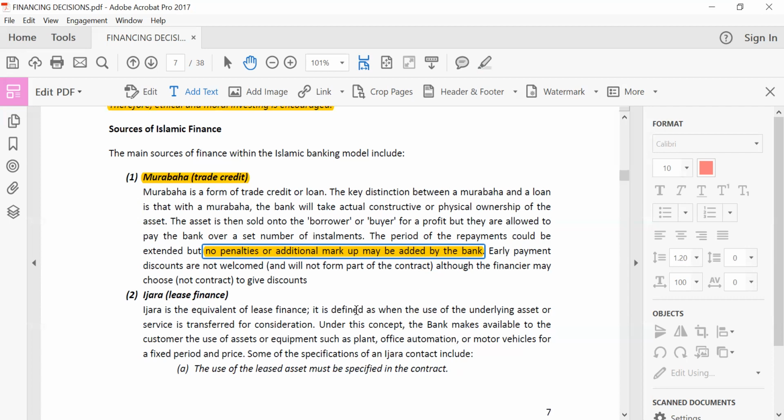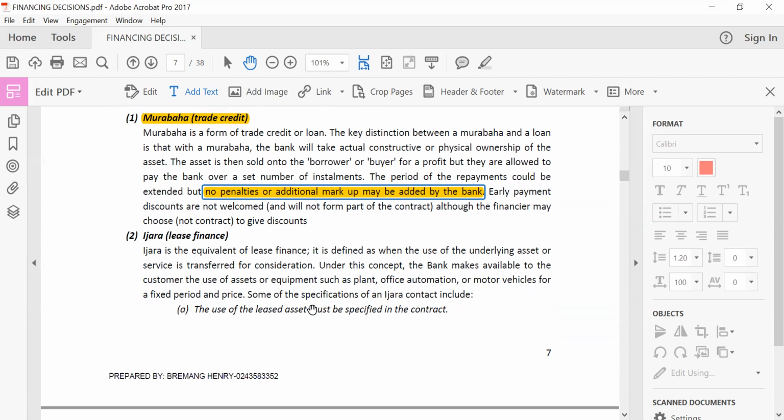So over here, just like a normal trade credit, in short, we are trying to say that you are owing me, and I am going to give you more time, flexibility for you to pay. And it doesn't come with any penalties or any charge by the bank, which is the intermediary.